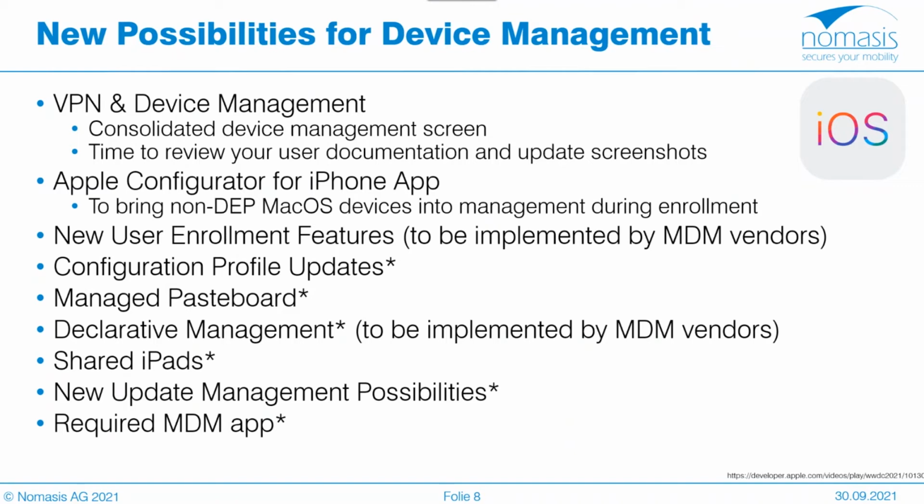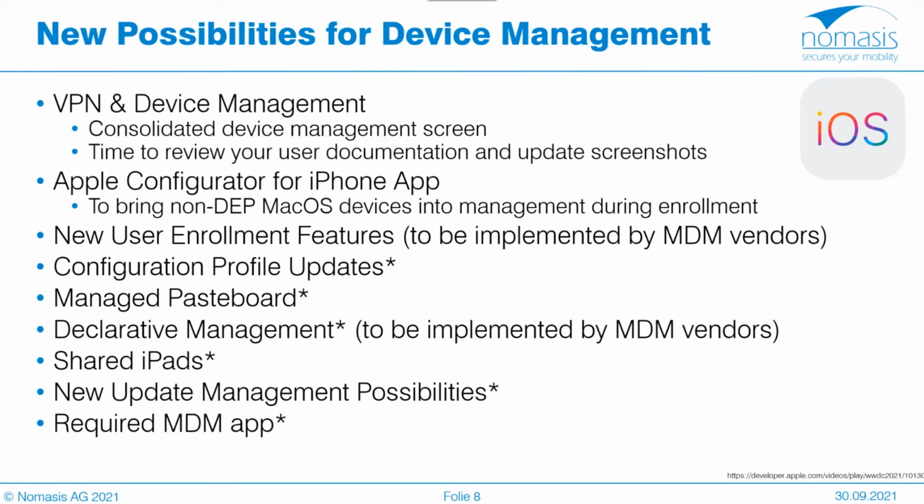Then there's one small change for macOS devices. They will release an Apple Configurator for iPhone app, which means you can use macOS devices, MacBooks, that are not DEP enabled, in a DEP enrollment way with this Apple Configurator iPhone app. So it's a very special case if you deploy macOS devices in your company and they are not DEP enabled.